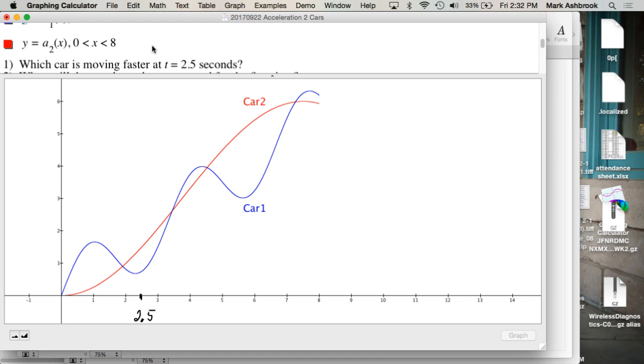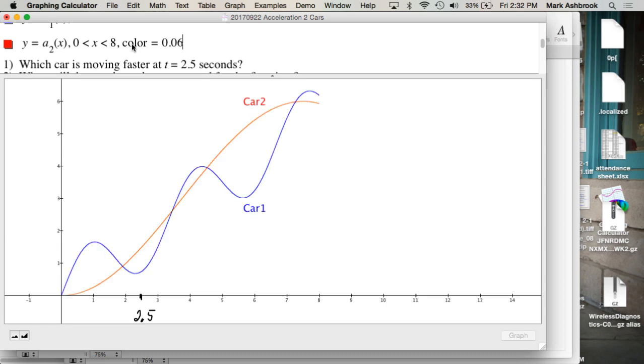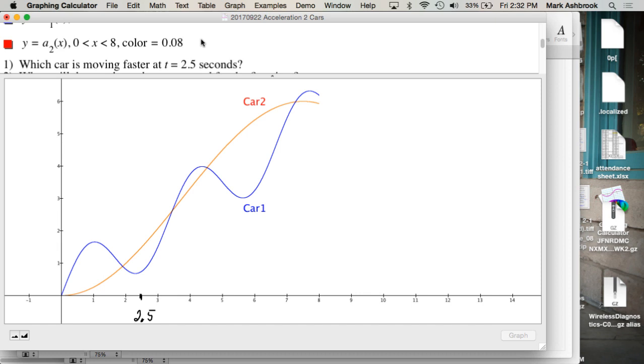I have an idea. Wow. The color just doesn't come through. It's worse. All right, so I'm doing my best to show you red and blue. Okay, so car 2 is red, car 1 is blue. Which car is moving faster at 2.5 seconds and why? Discuss. Go.